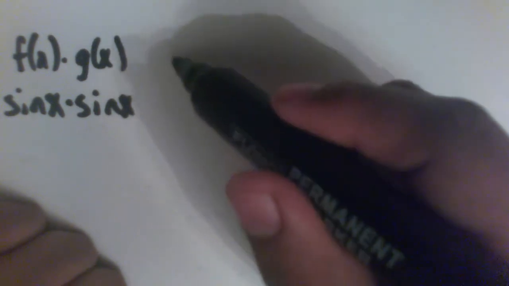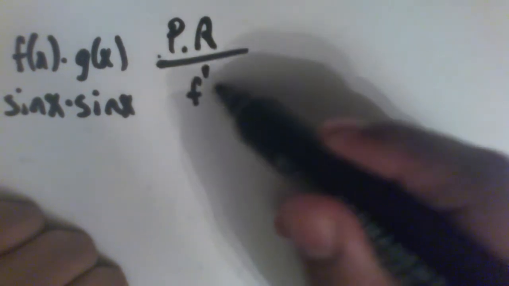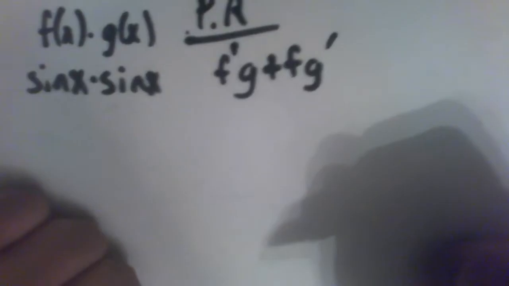So in this case, our f of x is sine of x. Our g of x is, again, sine of x. So it might be confusing to keep up with the product rule in this case, but if you study, you won't get lost. So we said the product rule is f prime times g plus f g prime, right? So let's use that for this one.